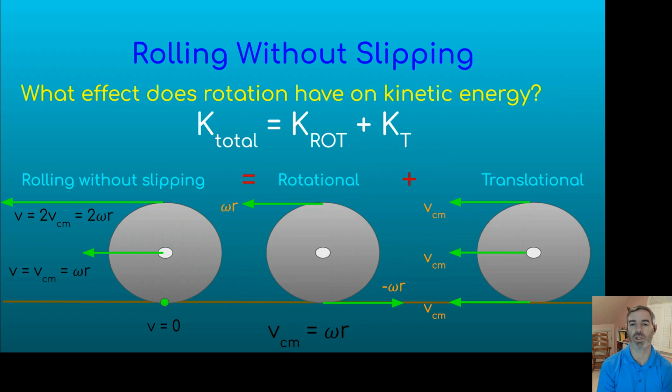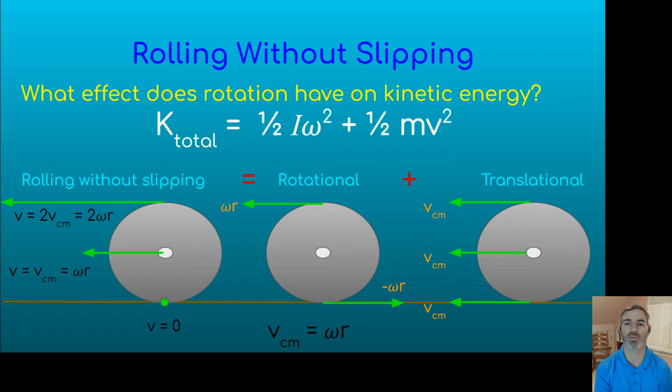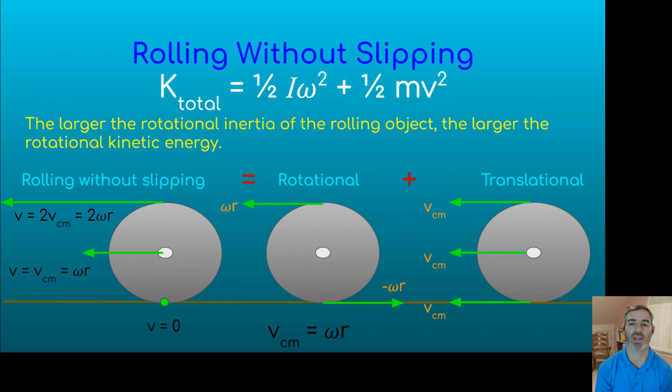And we could substitute the equations in, the one we derived for rotational and the one we know for translational. So 1/2 I omega squared plus 1/2 mv squared. And of course, we would know that the larger the rotational inertia of an object, assuming that it has the same velocity of the center of mass, that means the larger the rotational kinetic energy.